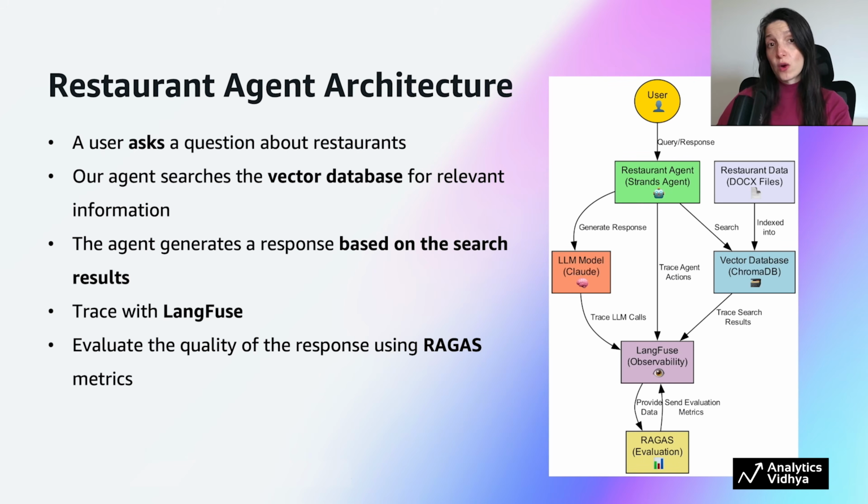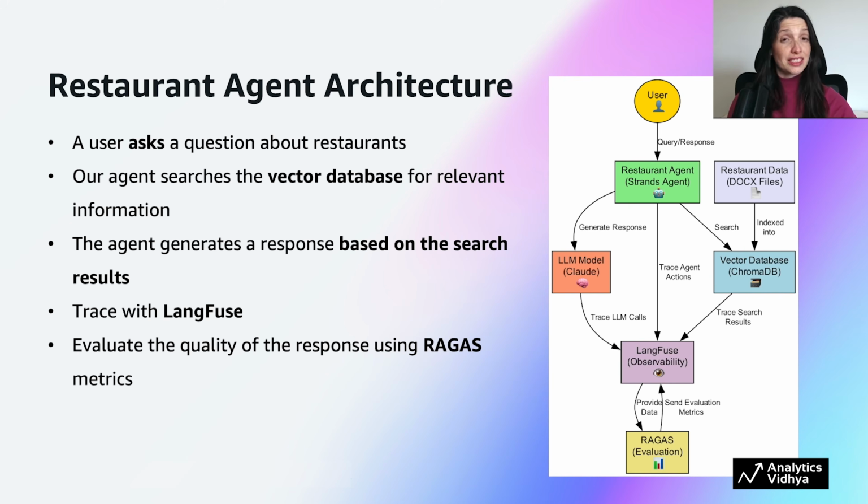Before we dive into the code, let me explain what we are going to build. We will build a restaurant recommendation agent with observability and evaluation capabilities. How does this agent recommendation work? A user asks a question about restaurants, and the agent searches the vector database for relevant information. Then the agent generates a response based on the search results, and we trace this entire process with Langfuse, and we're going to evaluate the quality of the response using Ragas metrics. Let's start building the system step by step.